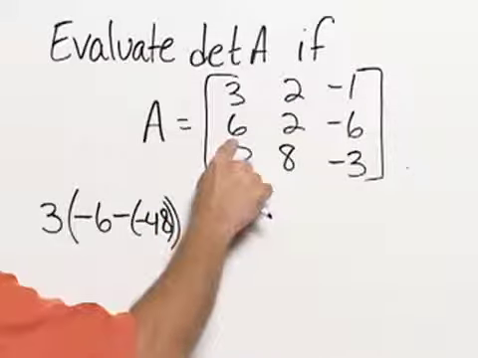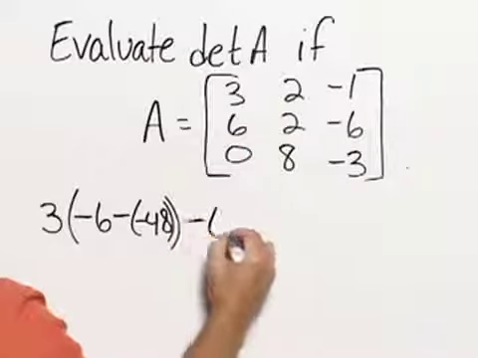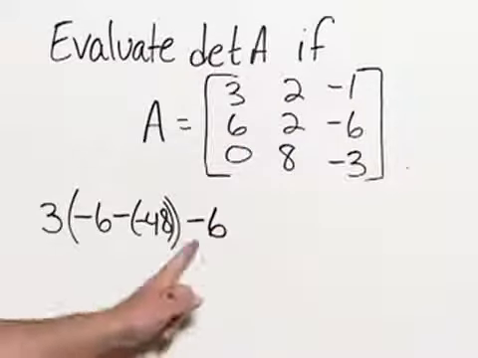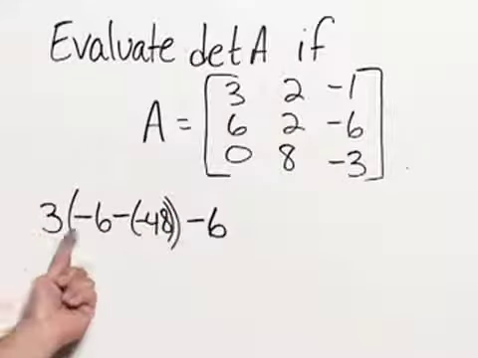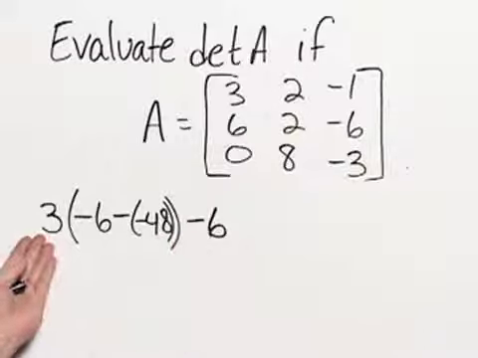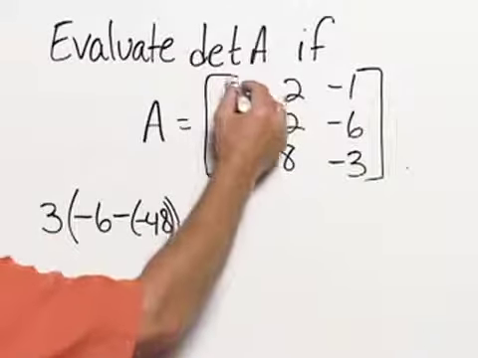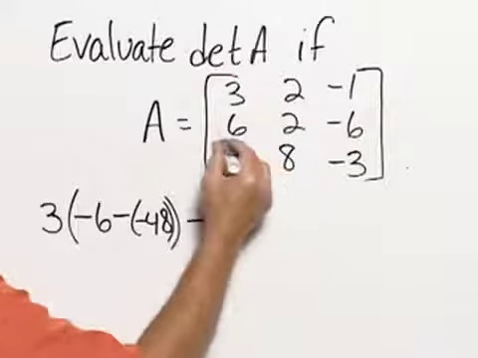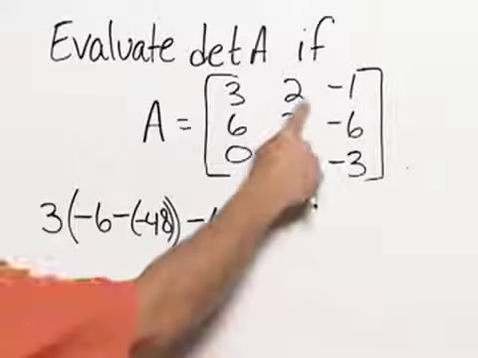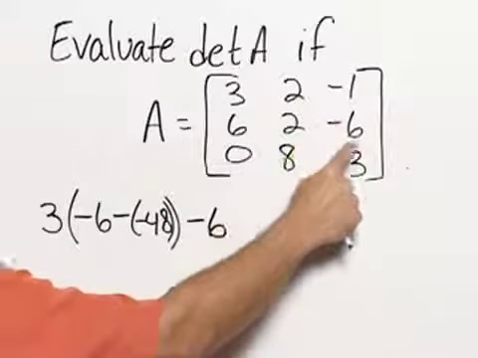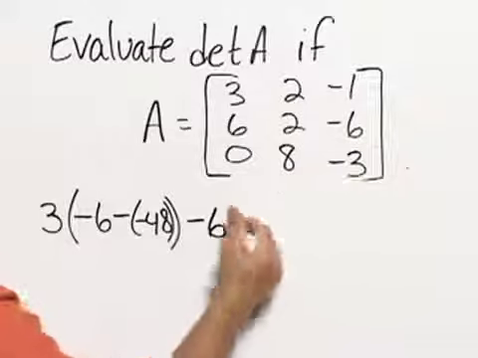Then we move to the second row, and we write down, again, this time it's a minus that's in front of this because, once again, we alternate the signs, and we have plus and then minus. So the 6, we cross out column 1 and row 2. That leaves us a 2 by 2 matrix of 2, negative 1, 8, and negative 3.